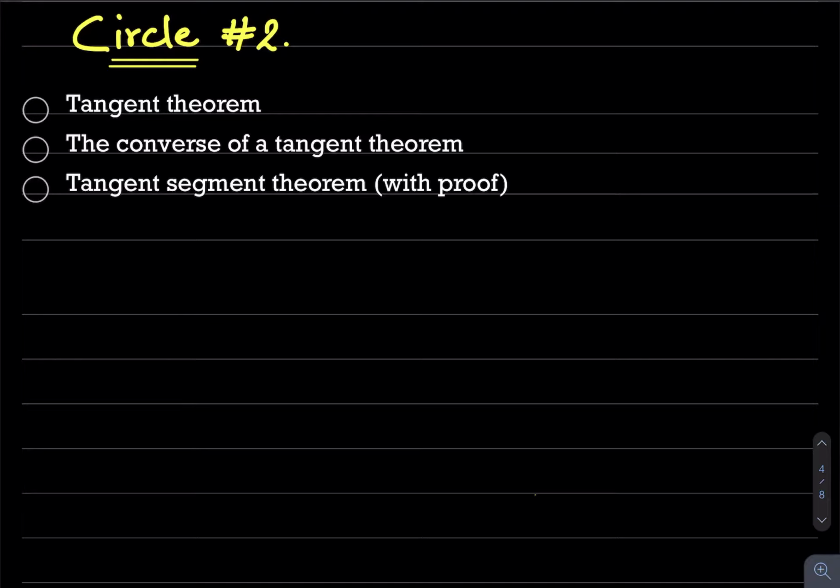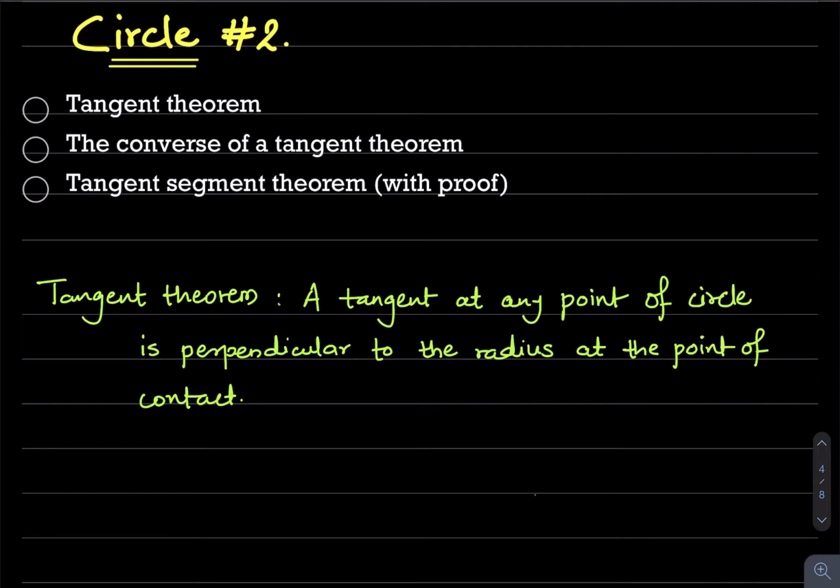So first, what is tangent? Tangent is the line which touches the circle in only one point. So the tangent theorem says that a tangent at any point of circle is perpendicular to the radius at the point of contact. So I have drawn the diagram.